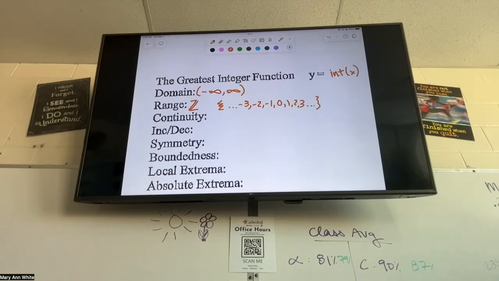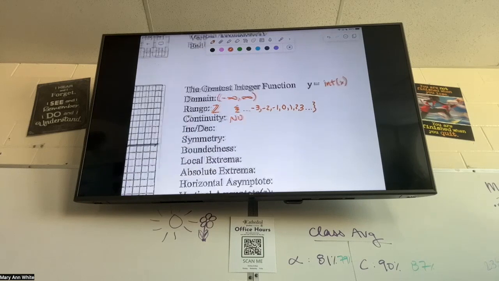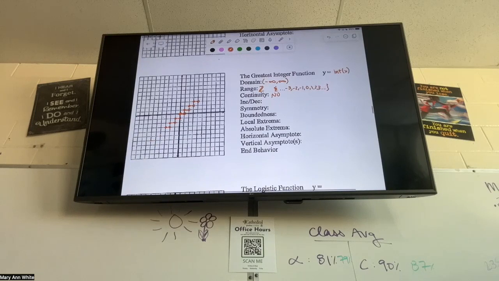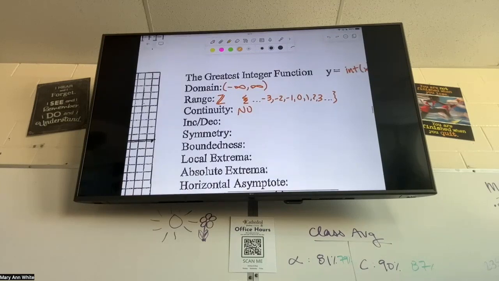Okay, was that a continuous graph? When I drew it, could I have drawn it all without picking up my pencil? No way, not continuous. What was I doing as I went across the page? Increasing, decreasing, both? Only increasing, right? It's going up as we go across the page. So I'm going to say increasing on negative infinity to positive infinity.